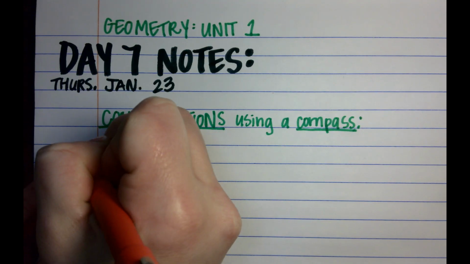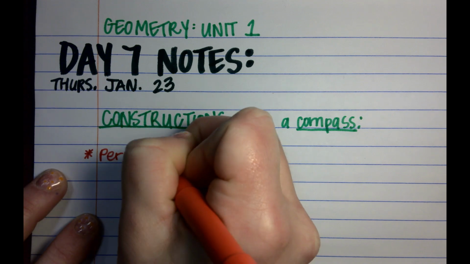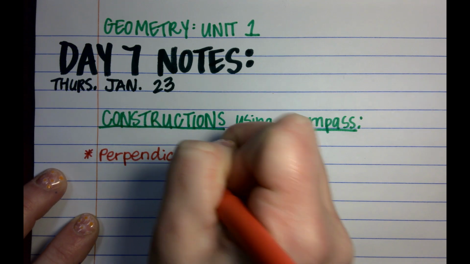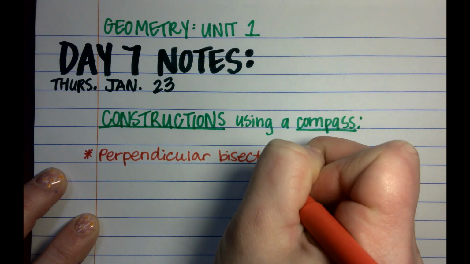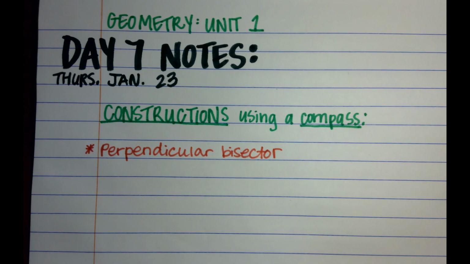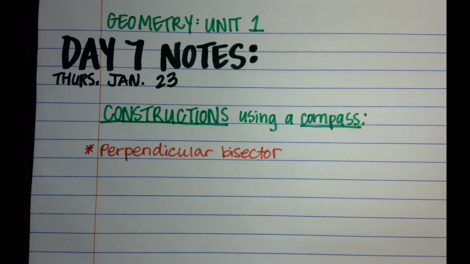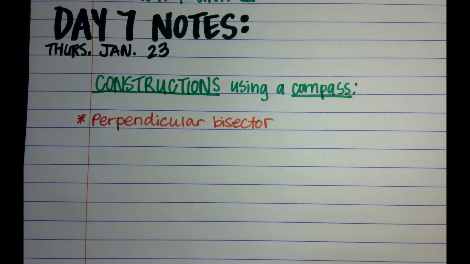We've got a perpendicular bisector. Okay, and that is the one where we are cutting a line in half, and we're making sure that where we're cutting it in half, that we're meeting at a 90-degree angle, perfectly straight up and down. So let's run through how to do that real quick, just as a refresher.